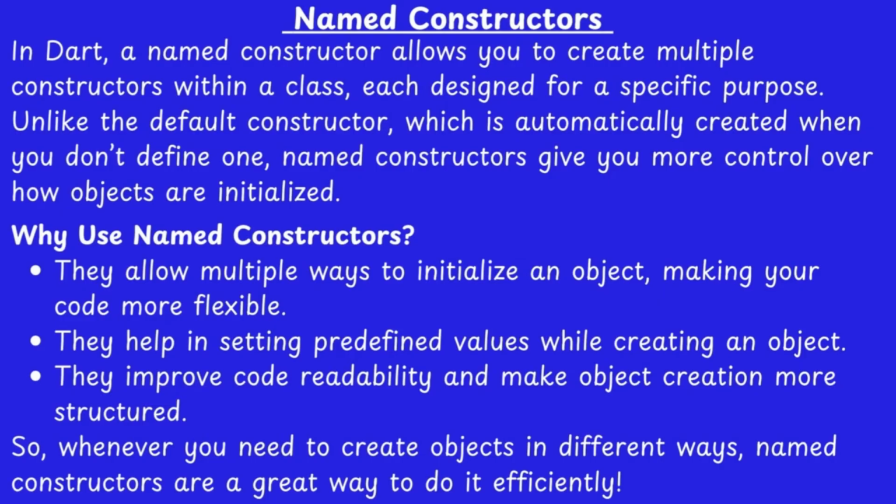For example, imagine we're working with a class that represents a car. One named constructor could initialize the car with default values, while another named constructor could set values based on an older model. This means we can create objects in different ways while keeping our code clean and organized.